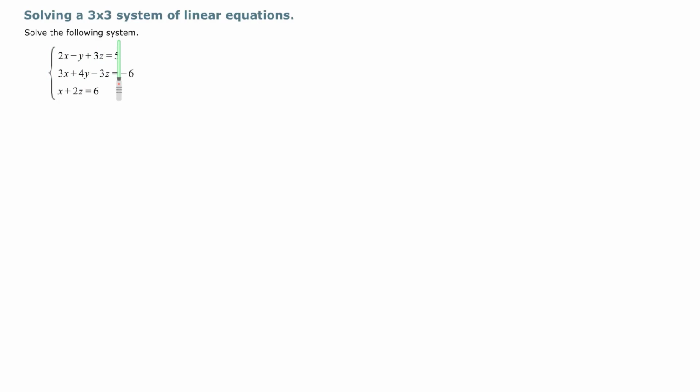Let's solve the following system of linear equations. 2x minus y plus 3z equals 5. 3x plus 4y minus 3z is equal to negative 6. And x plus 2z is equal to 6.